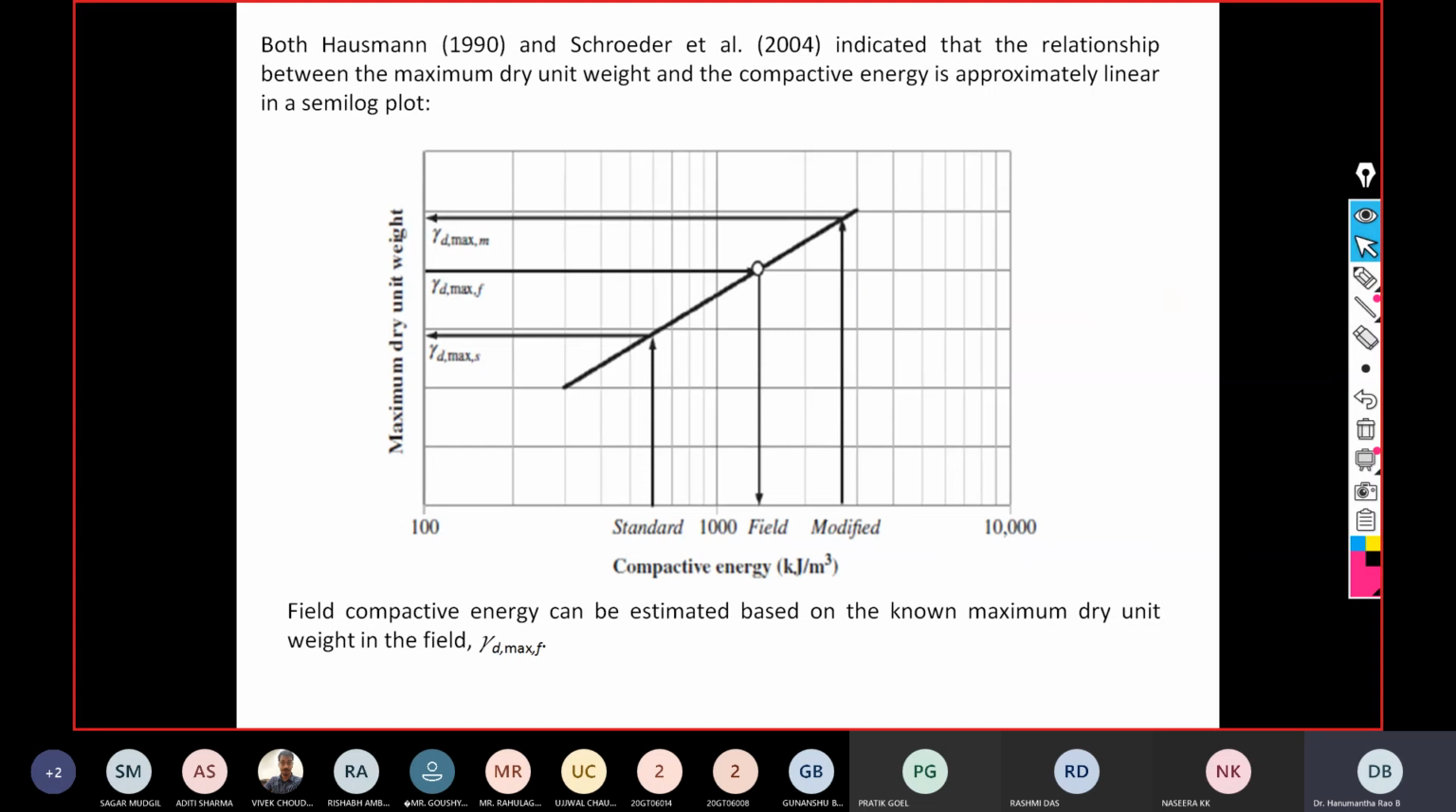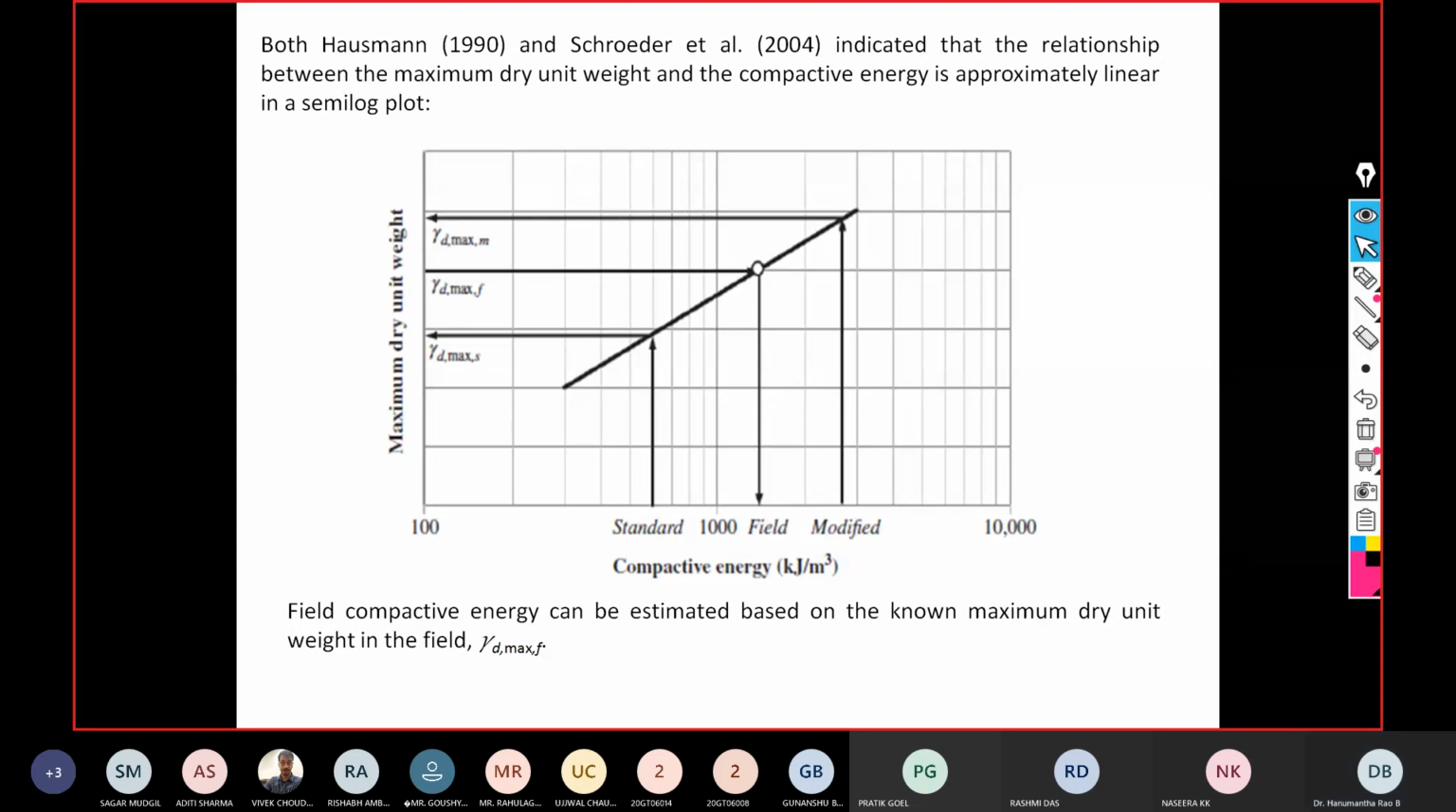Postman and Slider replotted the dry unit weight versus the compaction energy on a semi-log plot, and they found that instead of a non-linear nature, the relationship between dry unit weight and compaction energy is linear. Suppose you superimpose on this graph two different values: the density at standard Proctor compaction energy, designated as gamma d max S, and the density achieved at modified compaction, that is gamma d max.